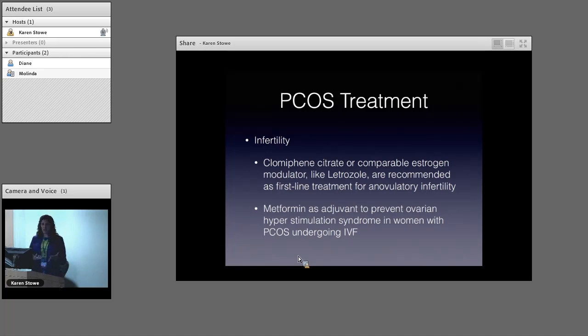Another important thing to emphasize in the treatment of PCOS is lifestyle therapy, particularly in women who are overweight and obese. But it's important to recognize that it's likely not going to be sufficient in someone who's of normal weight.